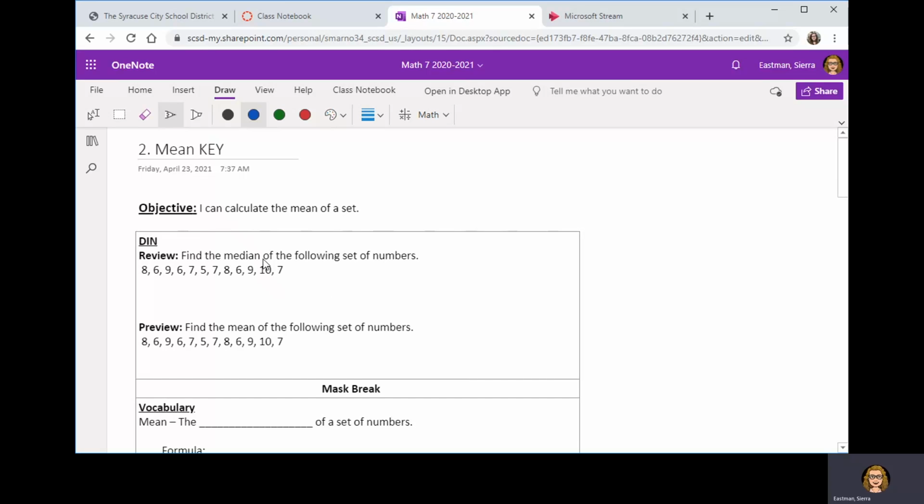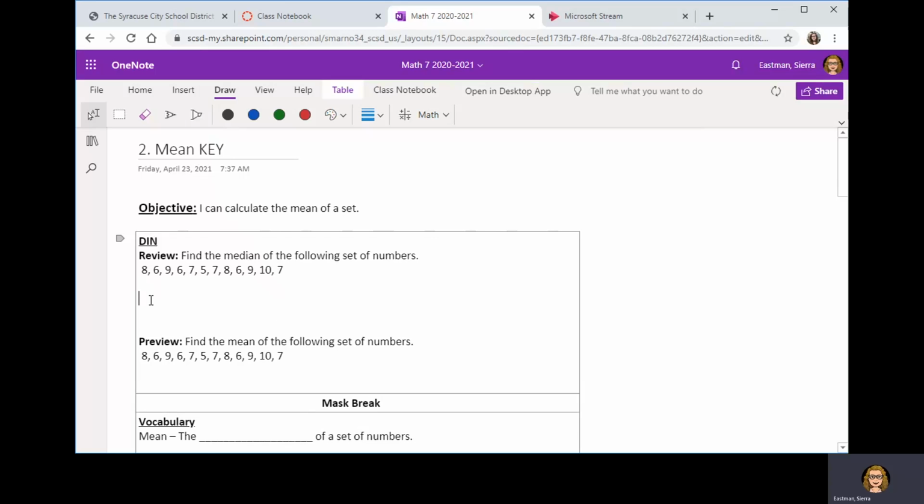To find the median of our set of numbers, we want to put them in order first. So I'm going to do that by typing them down here and crossing them off as I go. So the smallest number I see is 5. I'm going to go ahead and type in a 5. Then I see 3 6s. And I'll cross off my 6s.